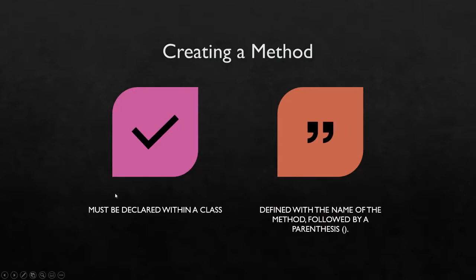In creating a method, we must declare the method within a class and define it with the name of the method followed by a parenthesis. So the name of a method followed by a parenthesis, when you see the parenthesis with the name of the method, that is the representation of a method. Always meron siyang parenthesis.